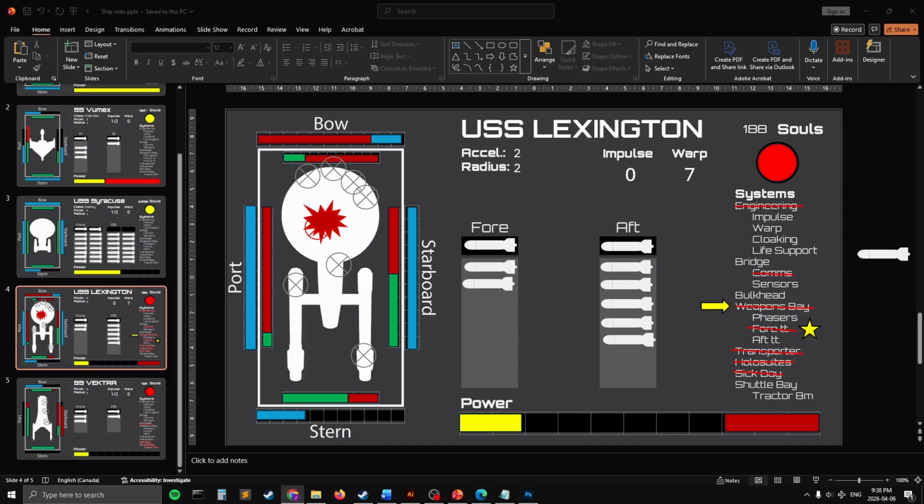In terms of damage resolution, there were two types of damage, right? There was phaser fire and torpedo fire. For phaser fire, I didn't roll to hit because in Star Trek, phasers are computer guided and they're just a straight line, right? It's instantaneous.